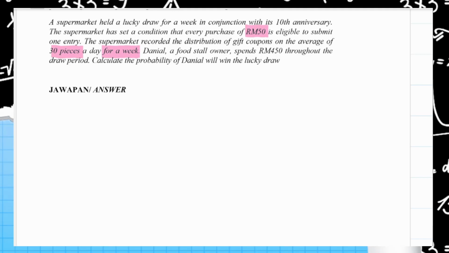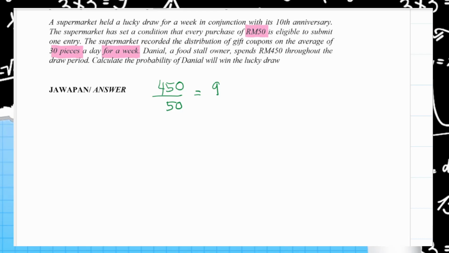Okay, here, as Daniel spent 450, we have to find how many lucky draws he can join. Because for one lucky draw he must purchase RM50, right? So 450 divided by 50, you will get 9. So Daniel has 9 lucky draws he can enter. So 9 is the event, right?